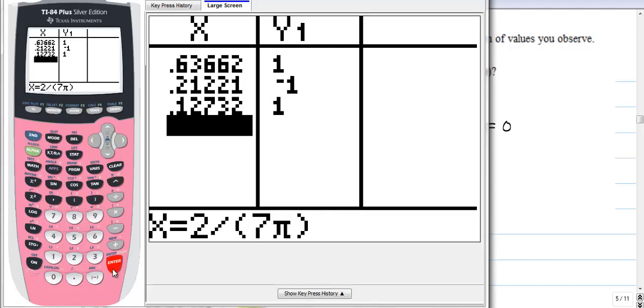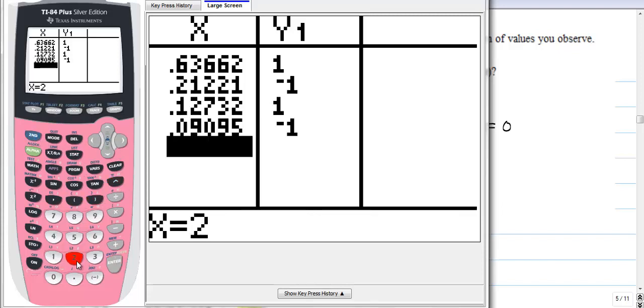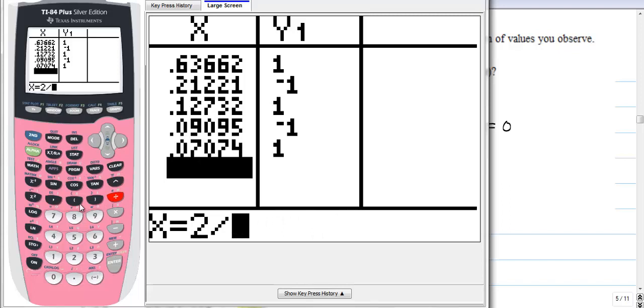Look at what's happening. The values are alternating between negative and positive 1. And so that's kind of crazy. Which one did I just do? 1, 3, 5, 7. So this is 9. Parenthesis 9. And then the last one, 2 divided by 11 pi.